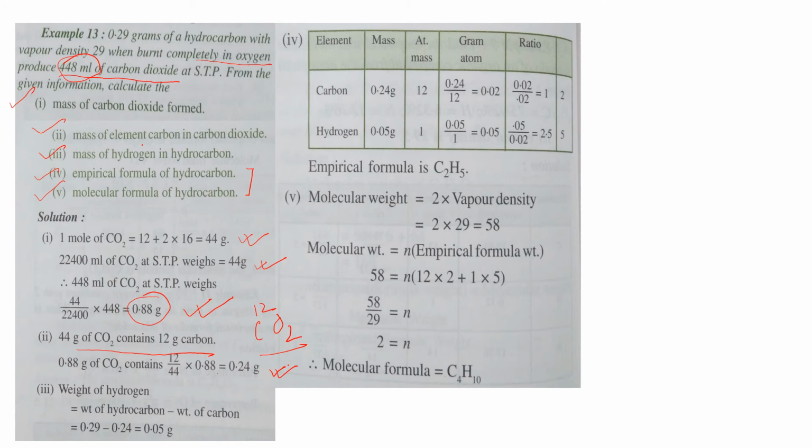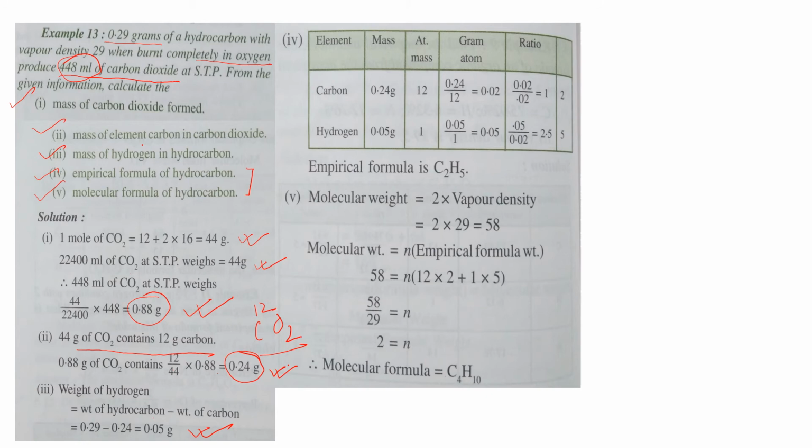Third one, mass of hydrogen in hydrocarbon. Now weight of hydrogen is equal to weight of hydrocarbon minus weight of carbon, because I told you that hydrocarbon is only hydrogen and carbon. So the weight of hydrocarbon is given 0.29 gram. So 0.29 minus 0.24, this much amount of carbon is present. If you subtract these two, I am getting 0.05. This much amount of hydrogen is present. That is the number 3.